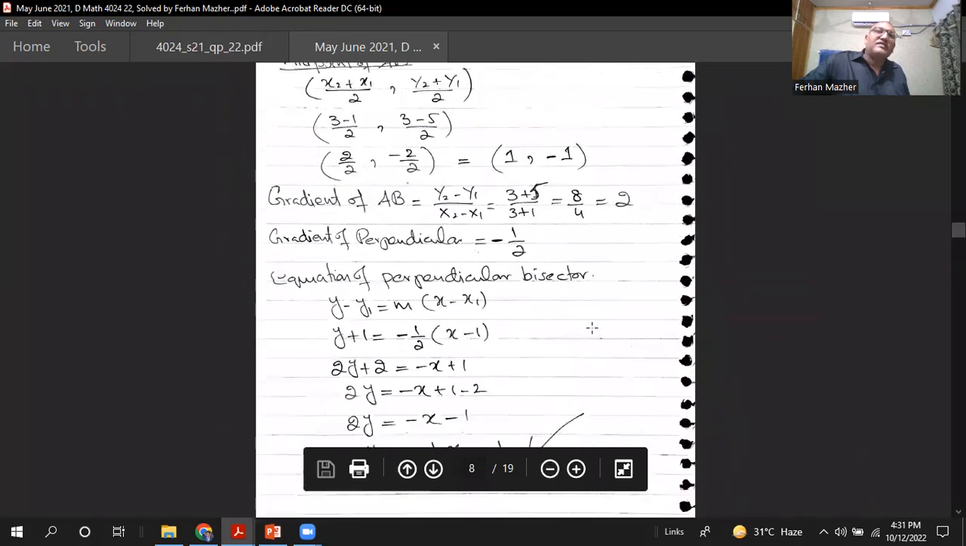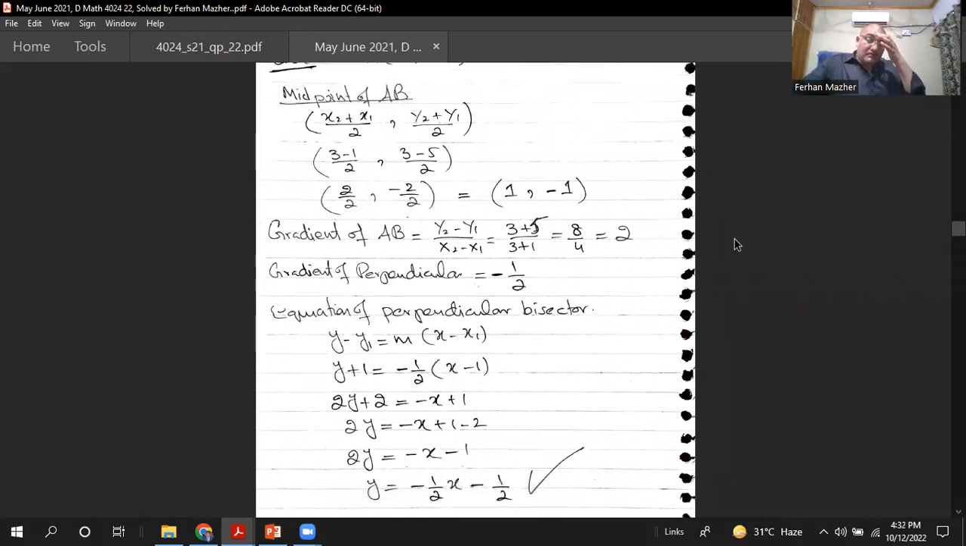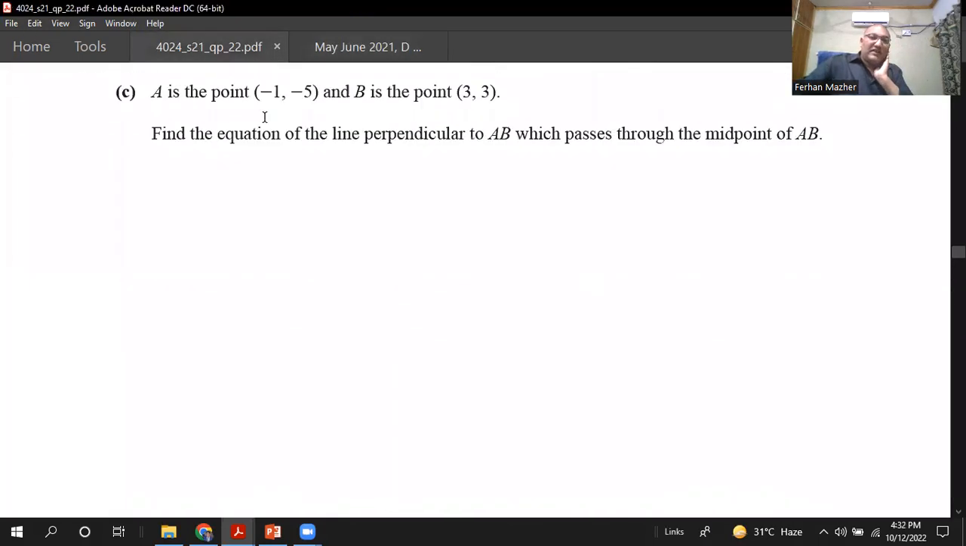So let me reduce the size so you can see. Maybe you will be able to see the whole question. So this is how this question is done.